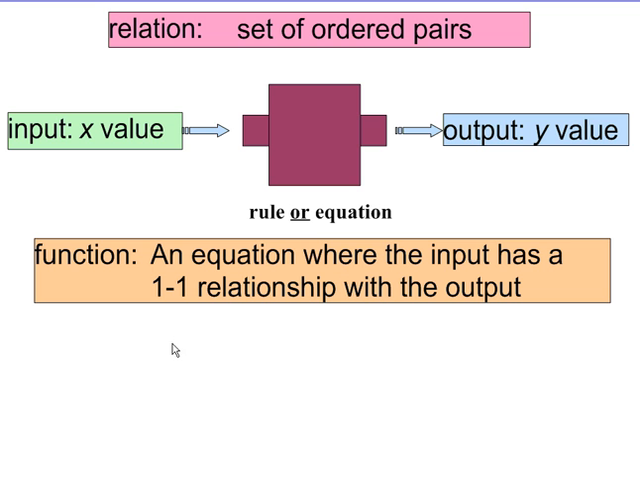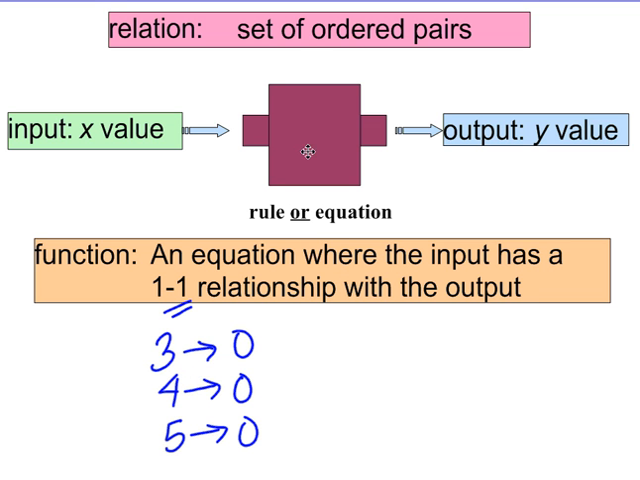For example, if I put a 3 in and out came a 0, a 4 in, out came a 0, a 5 in, out came a 0. Now we may think this is not a one-to-one relationship, but it is, because what's going on inside this function box is whatever that x value is, it's multiplied by 0, and we're getting an output value. So there still is a rule there.